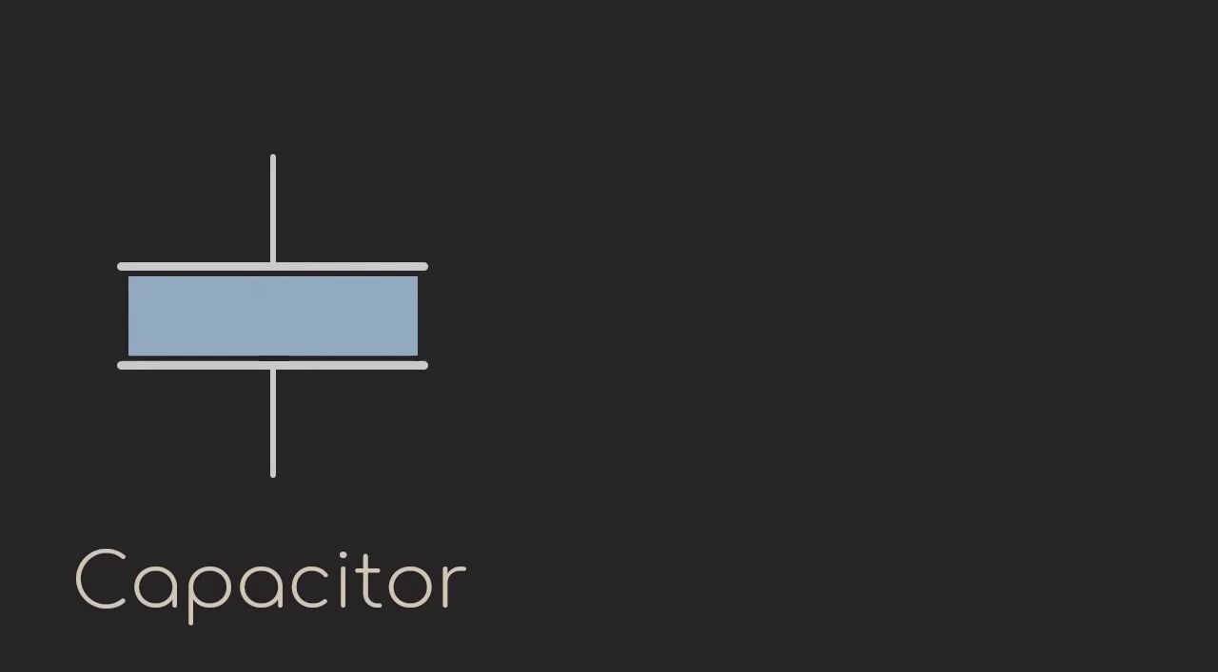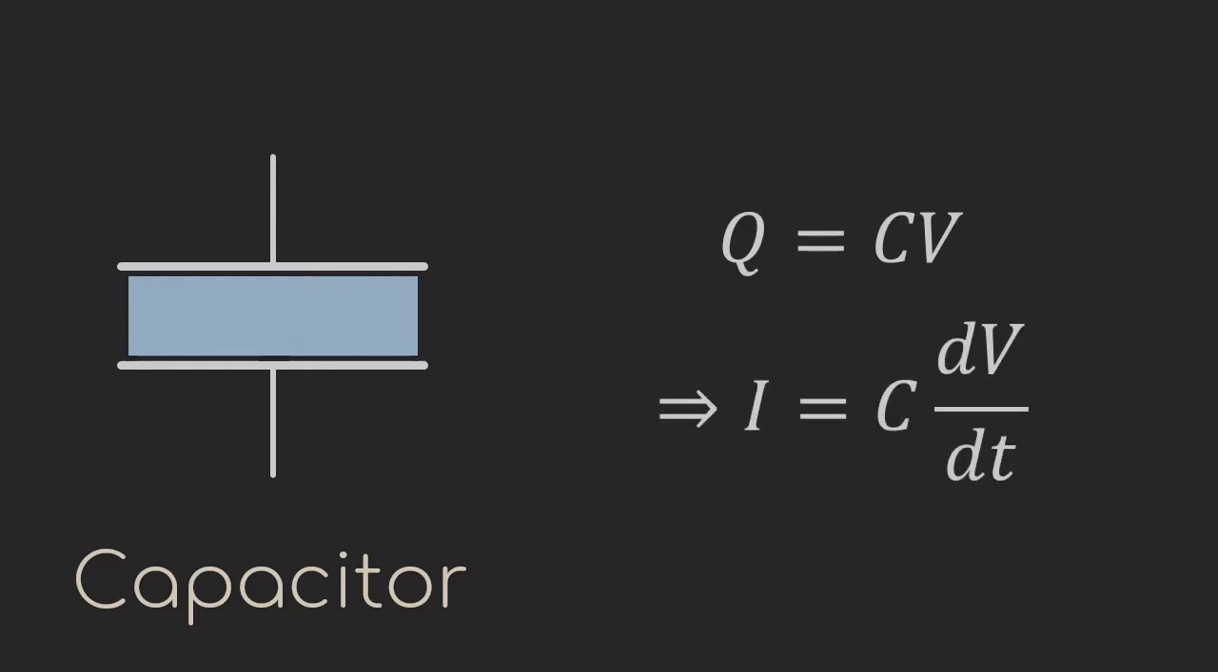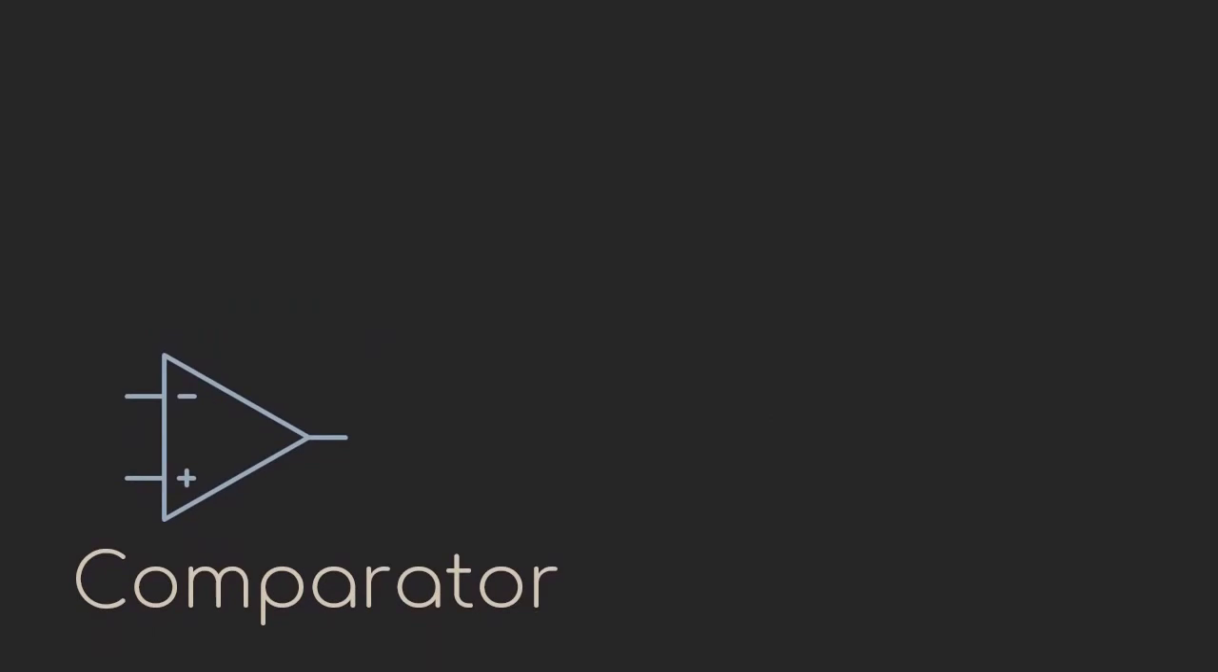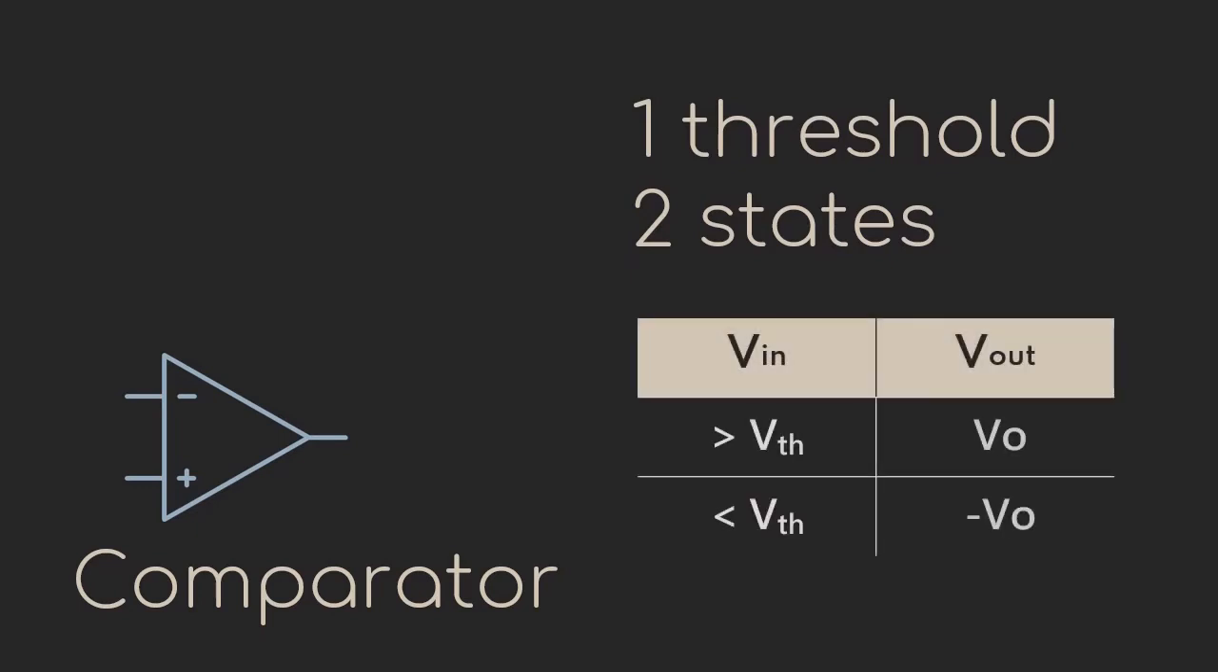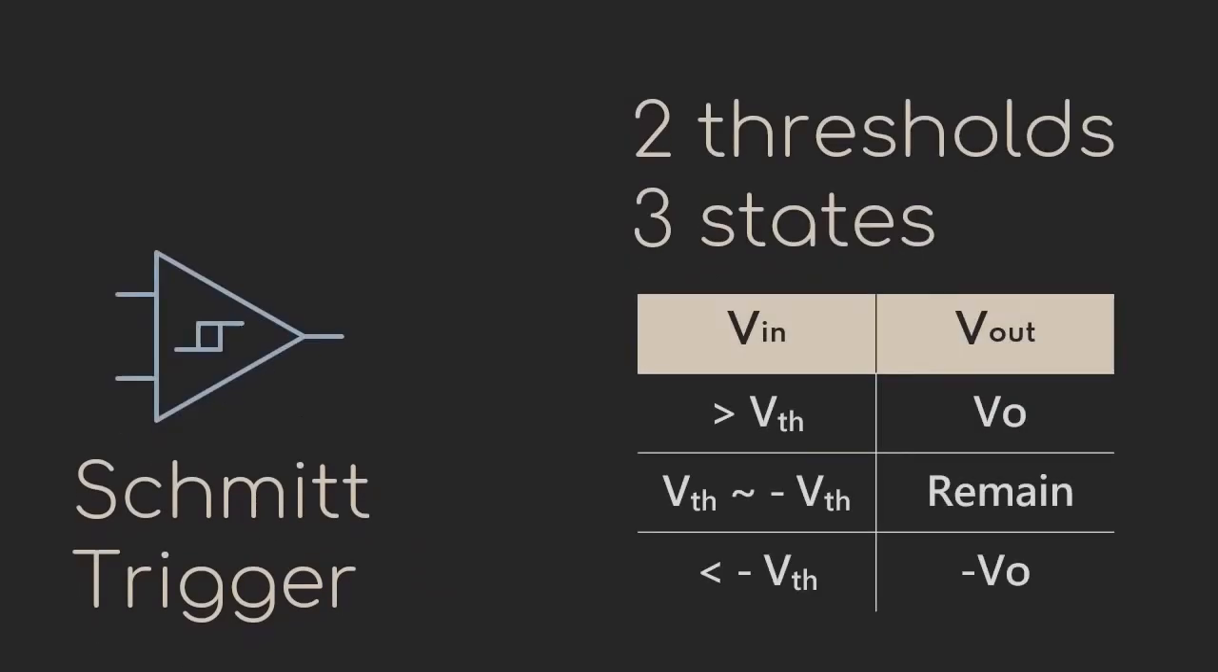A capacitor is a circuit element with the physical structure as shown. Its characteristic can be described as the total charge being the product of capacitance and voltage. Its function is to store charge when the signal voltage increases. This is called charging. On the other hand, it can release charge into the circuit system when the signal voltage decreases. This is called discharging. A comparator can create two output voltage states by comparing the signal voltage and the threshold voltage. When the signal voltage is greater than the threshold voltage, the output is positive VO, and when the signal voltage is less than the threshold voltage, the output is negative VO. A Schmitt trigger is a comparator with positive feedback.